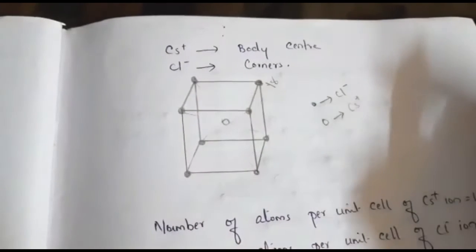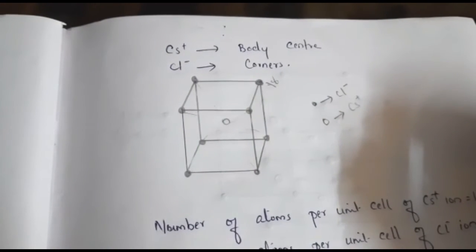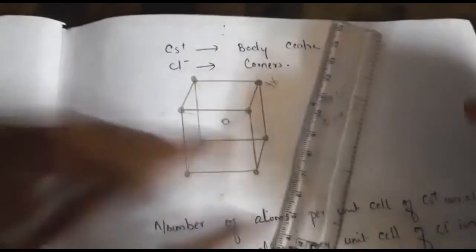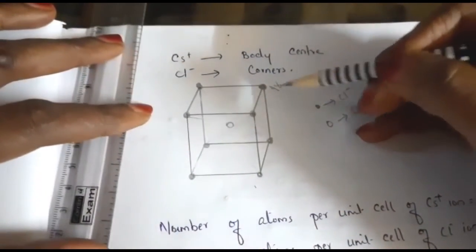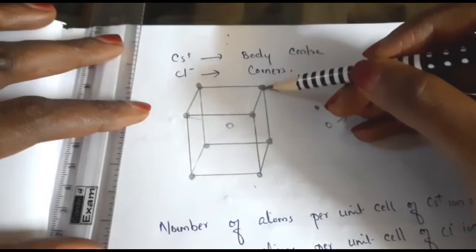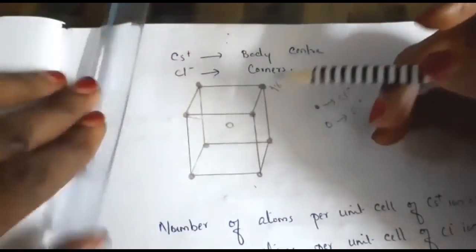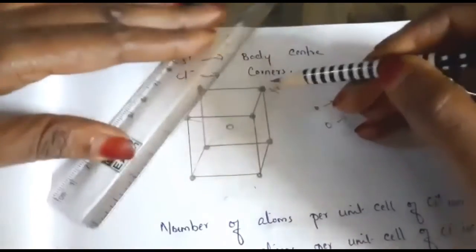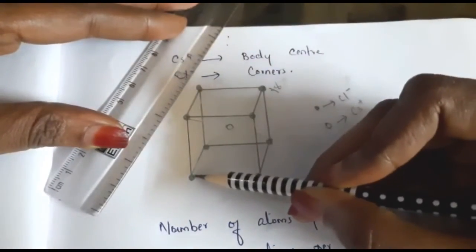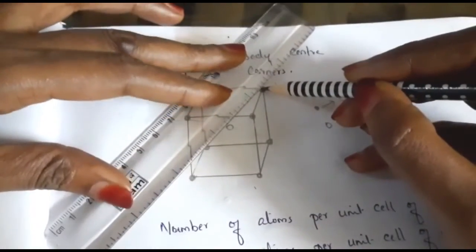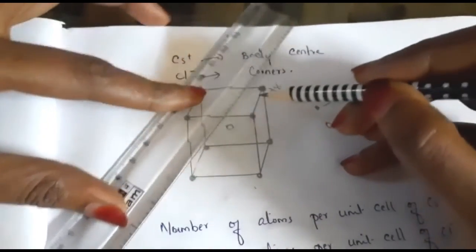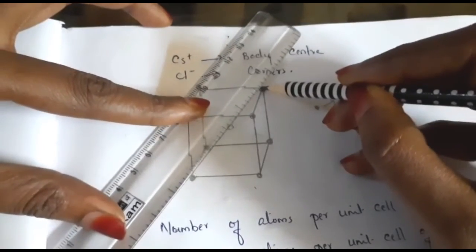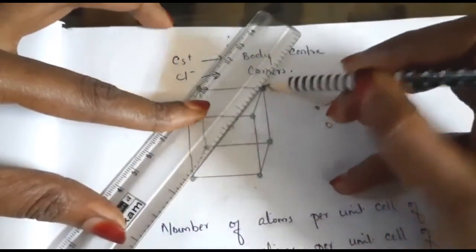So now we have discussed the number of atoms per unit cell of cesium chloride, and the coordination numbers of cesium ion and chloride ion. Now we will discuss the body diagonal of this cube. The body diagonal, as we have already discussed, runs from an upper corner to the opposite lower corner. So we will draw the body diagonal like this, from here to here. So this is the body diagonal.